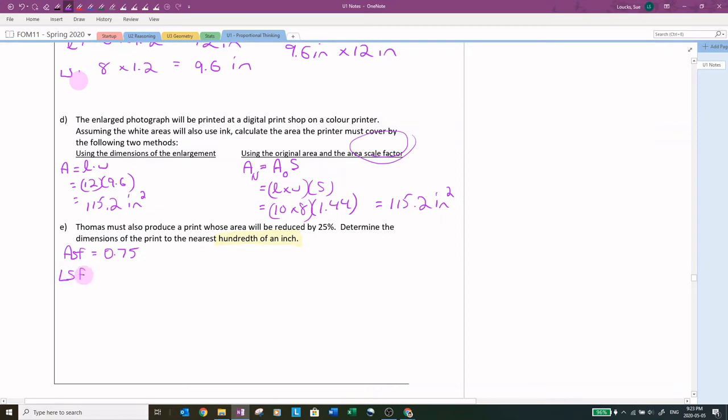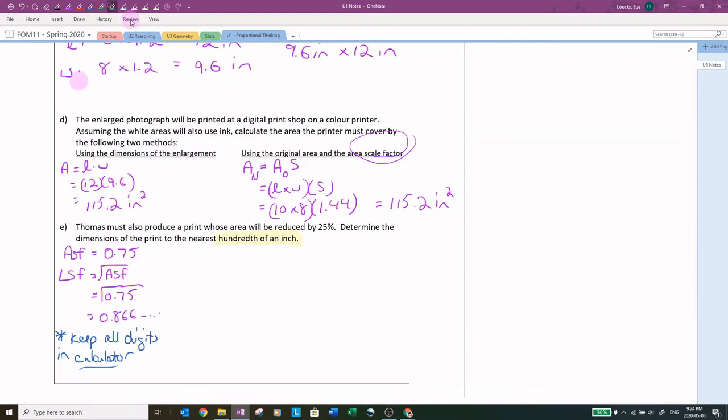So my linear scale factor is the square root of my area scale factor. So it's the square root of 0.75, and that equals 0.866 and a bunch of other digits. It's really important that you keep all the digits in your calculator. If you round at this point, your answer will be incorrect. You must keep them all. Okay, so there are two ways that you can do this calculation.